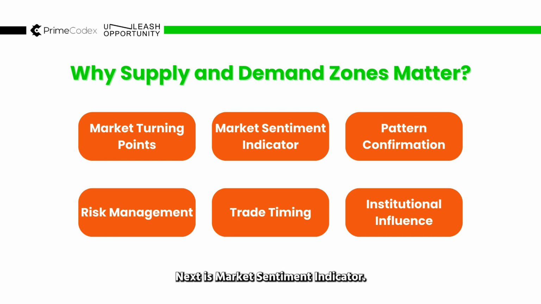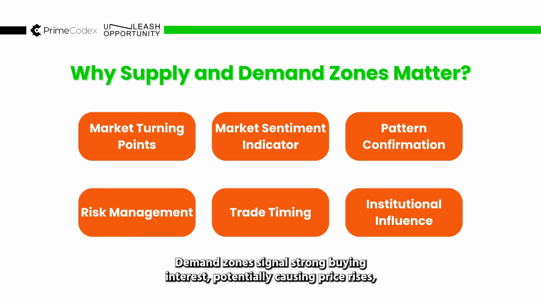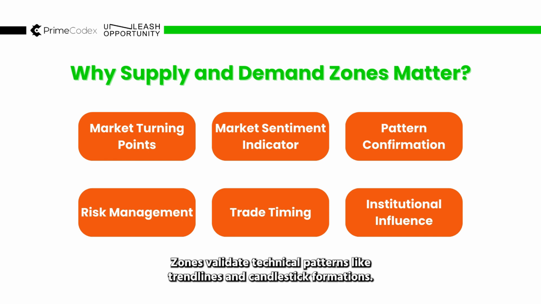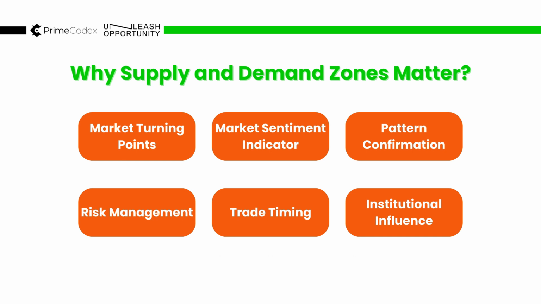Next is the market sentiment indicator. Zones reflect shifts in sentiment. Demand zones signal strong buying interest, potentially causing price rises. Supply zones indicate excess sellers, possibly leading to price declines. Traders align with prevailing market forces. Next up is pattern confirmation. Zones validate technical patterns like trend lines and candlestick formations. Confirmation boosts traders' confidence in the setup.